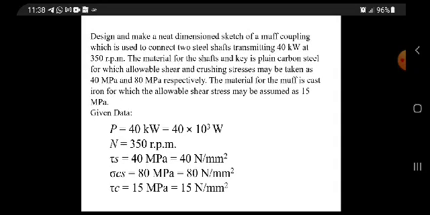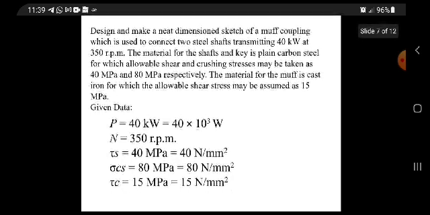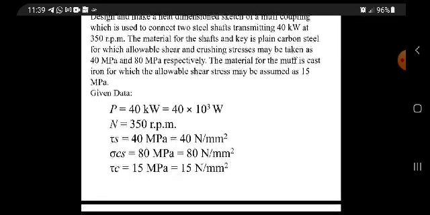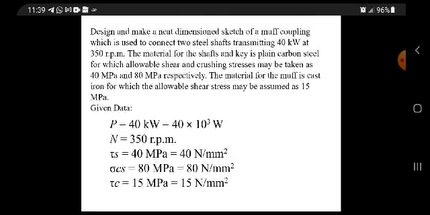The problem is to design and make a neat dimensioned sketch of a muff coupling which is used to connect two steel shafts transmitting 40 kW at 350 rpm. The material for the shaft and key is plain carbon steel for which the allowable shear stress and crushing stress may be taken as 40 megapascal and 80 megapascal respectively. The material for the muff is cast iron for which the allowable shear stress may be assumed as 15 megapascal. So, first of all, what data are available?